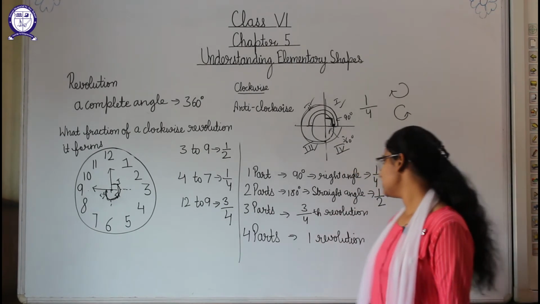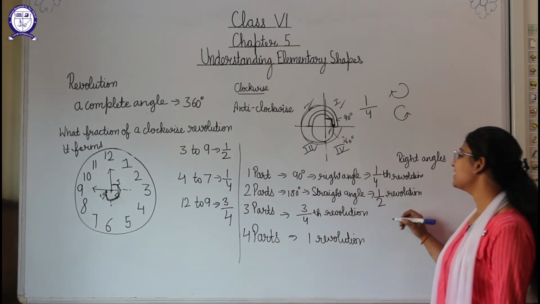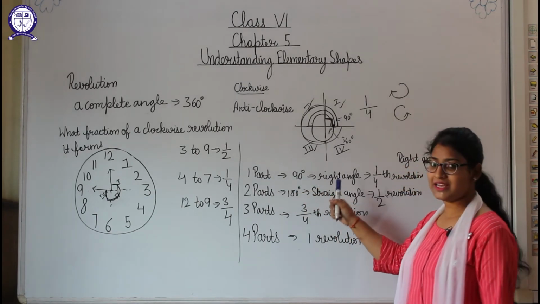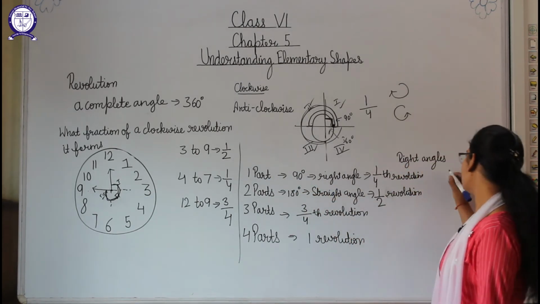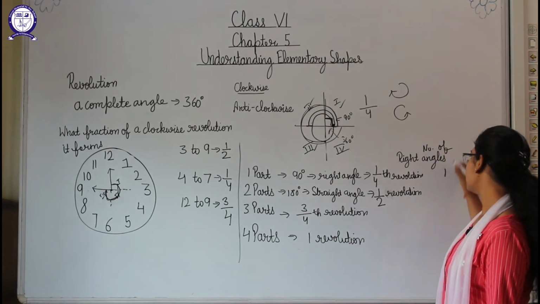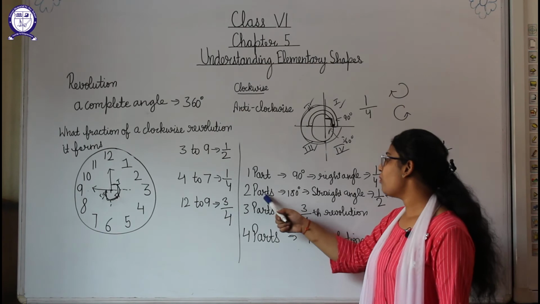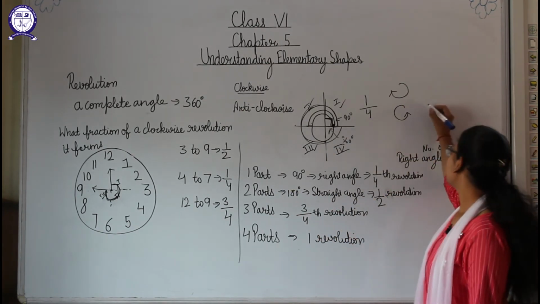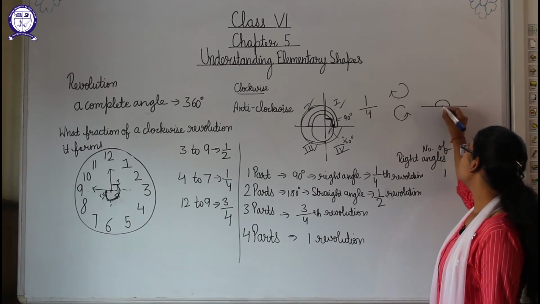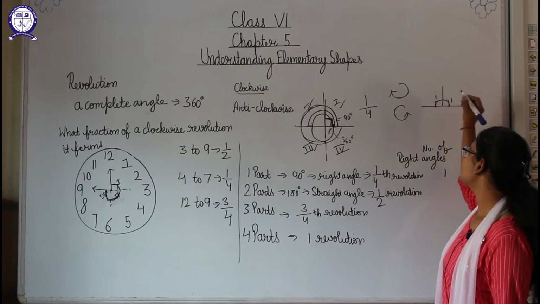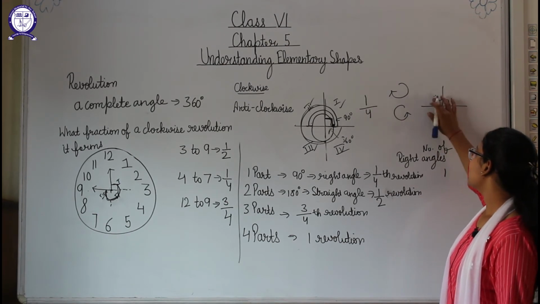One more thing, students: if it is asked how many right angles it is forming, for the one part we know that it is making a 90-degree angle, which means there is only one right angle. Number of right angles here is one right angle. For 2 parts, when it is making a 180-degree angle, it is like this. How many right angles are here? This one, and then the second one, so 2 right angles are here.